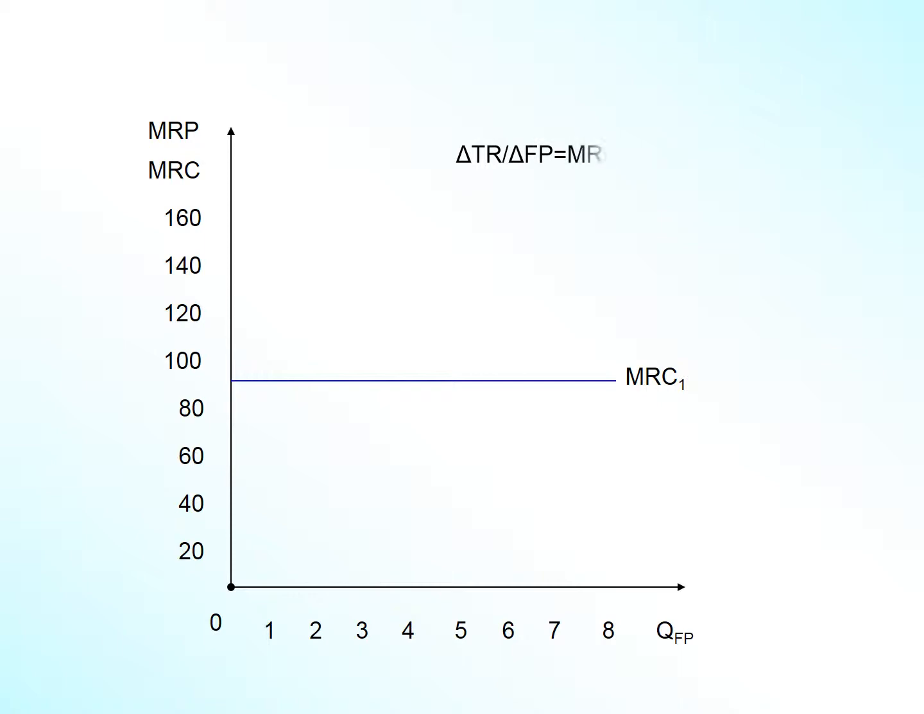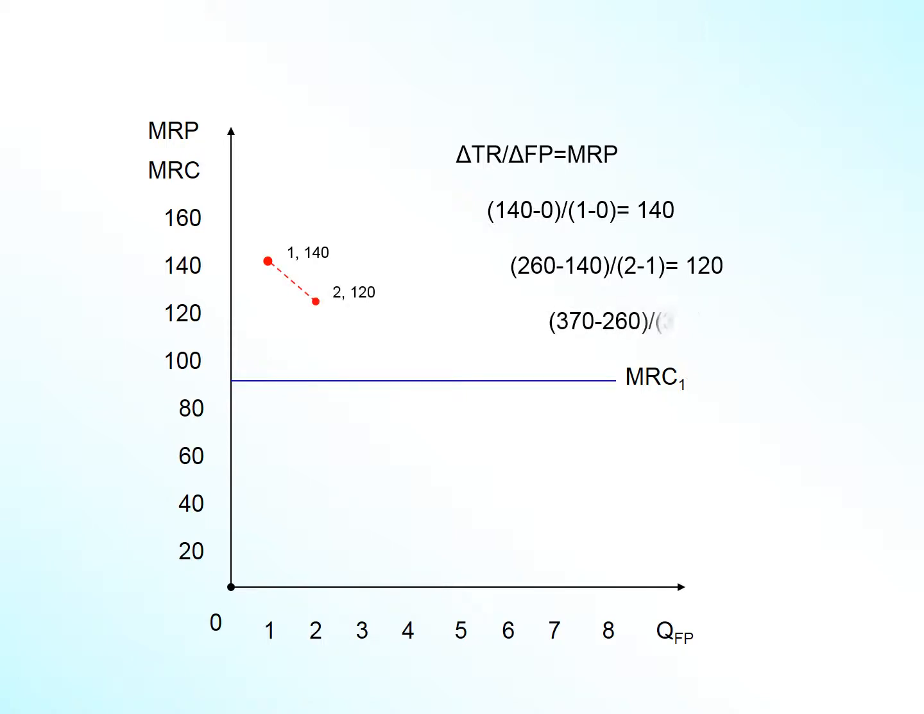Next, let's look at MRP. When we employ additional worker number 1, an additional $140 of revenue is produced. That's this point. As we employ the next factor of production, more output and more revenue is created. Worker 2 brings an additional 120 in revenue, and so on.